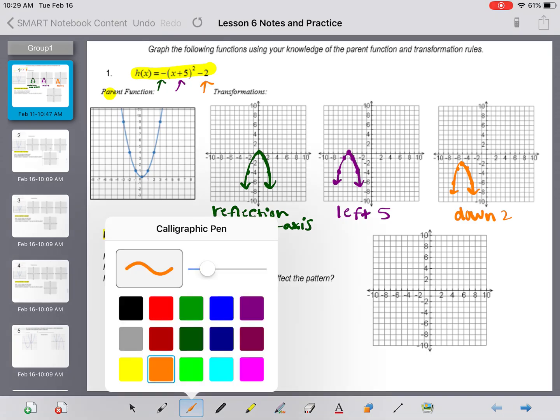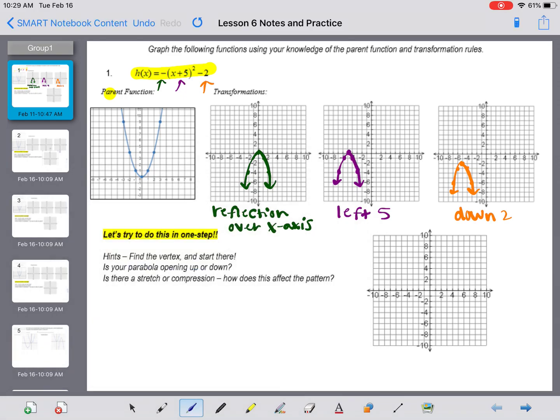If you want maybe a quicker method, what you can do is graph it all in one grid, in one step. So your first thing to do is graph the vertex. So if we look, our vertex, we're adding on the inside, so that means change the sign, it's negative. Subtracting there, keep it the same. So our vertex is at -5, -2. So go ahead and plot that. The parabola is opening down, so that means we're going to count down. Okay, and then there's no stretch or compression, so we don't have to worry about that for this problem.